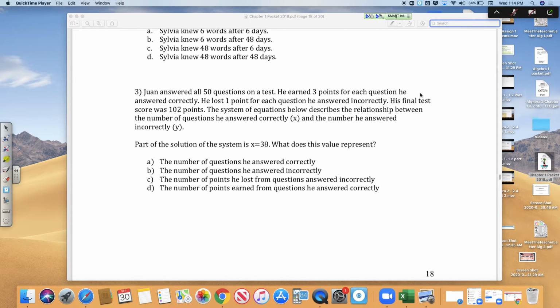Juan answered all 50 questions on a test. He earned 3 points for each question he answered correctly. He lost 1 point for each question he answered incorrectly, kind of like IXL. His final test score was 102 points.